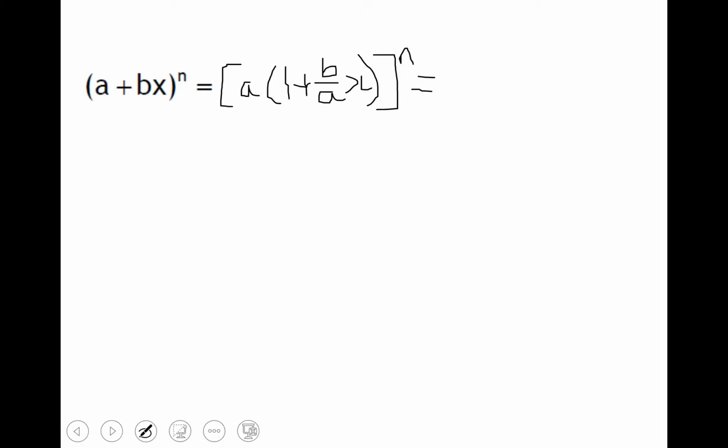So we have to raise both parts to the power of n, so it's a to the power of n times (1 + (b/a)x) to the power of n. And then basically we use the same formula that we did before to expand 1 + (b/a)x to the power of n. Now basically in the exam, 99 times out of 100 we will have to deal with functions of this kind rather than just dealing straight with the 1 plus type.